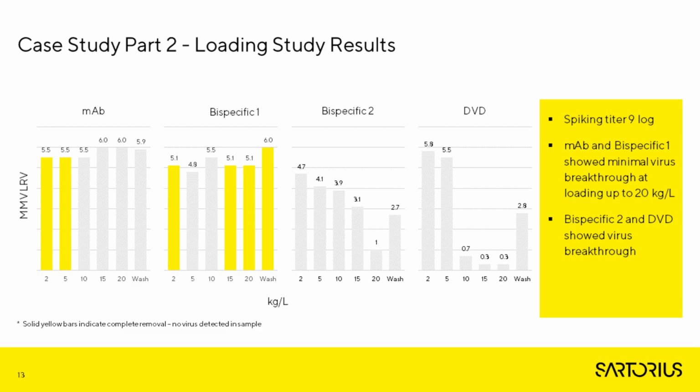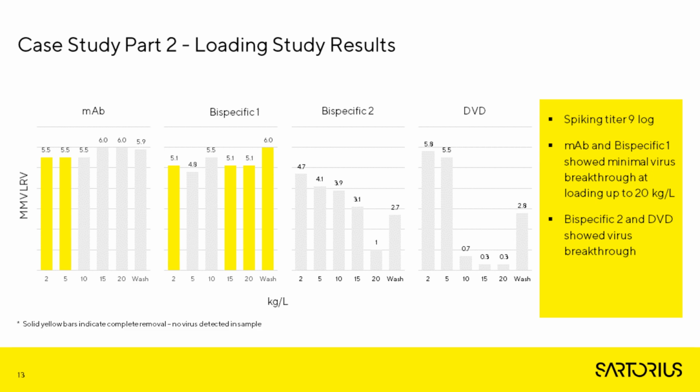So let's move on to the results. Here we see the results. We see that the MAB and the bispecific 1 showed minimal virus breakthrough all the way up to 20 kilograms per liter. On the right, we see a little different story. Bispecific 2 and DVD products show virus breakthrough after loading capacity of around 5 kilograms per liter.